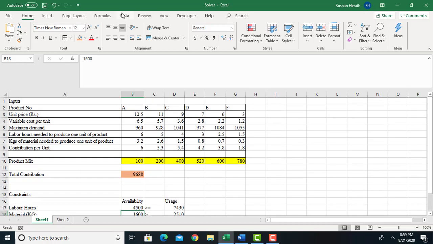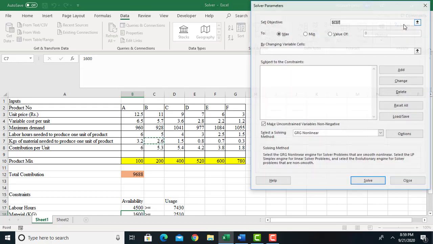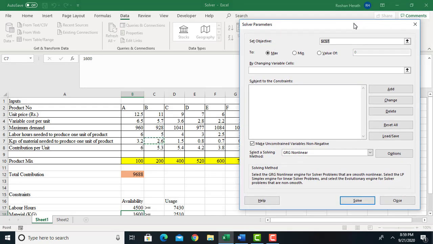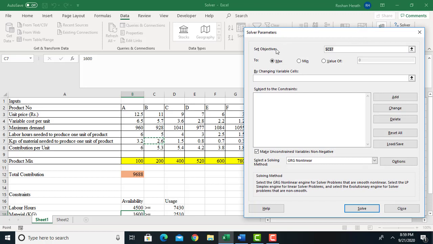I might go to this data and I might take this solver. So once you open it up, you can see that the very first thing you need to do is you need to set the objective. What is your objective in this particular business scenario? You want to maximize the total contribution. That is your purpose. That's why you are looking for an optimal product mix. So therefore your objective is to maximize the profit or the contribution.